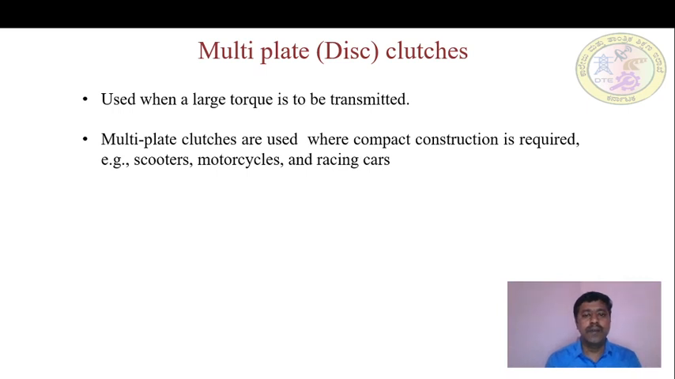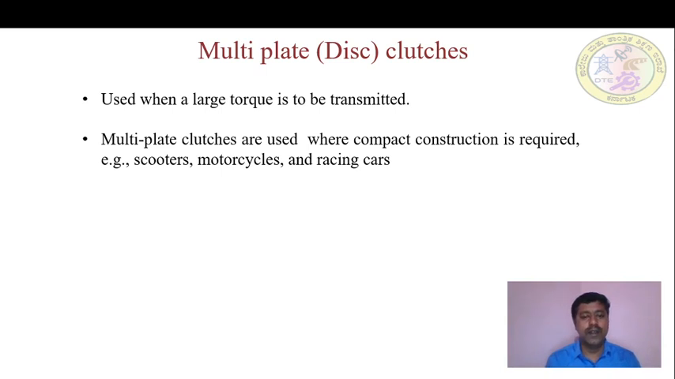See, these multi-plate clutches are used when a large torque is to be transmitted. ಇಲ್ಲಿ multi-plates ಇರೋದ್ರಿಂದ friction ಜಾಸ್ತಿ ಇರುತ್ತೆ, ಹಾಗಾಗಿ large torque ನ ಟ್ರಾನ್ಸ್ಮಿಟ್ ಮಾಡಬಹುದು. So multi-plate clutches are used when large torque is to be transmitted, and where compact construction is required. Example, scooters, motorcycles and racing cars.